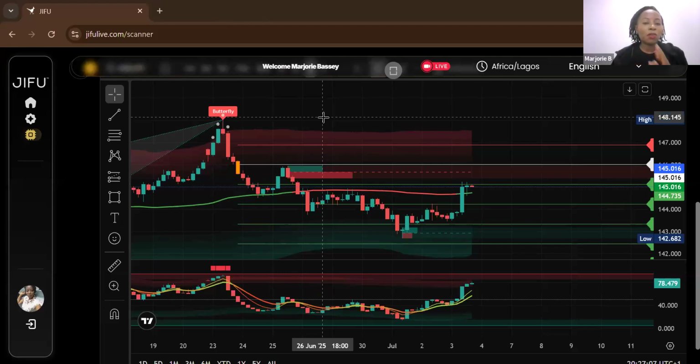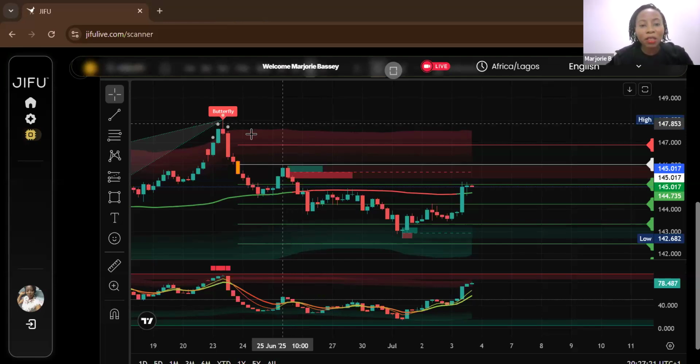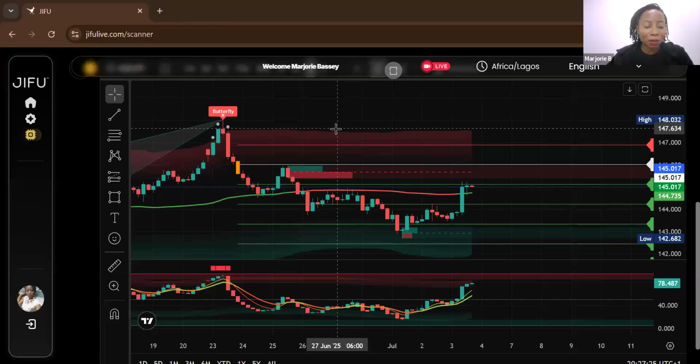Now, I've mentioned that the first part of this three-step strategy is the supply and demand zone, which I've explained to us. The second part is the harmonics pattern, which I've explained to us. And then the third part is now this confirmation or rejection candles. Now, this is the last part.